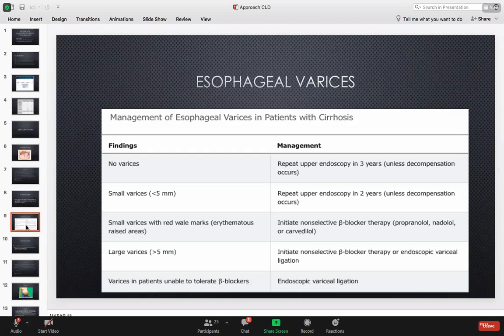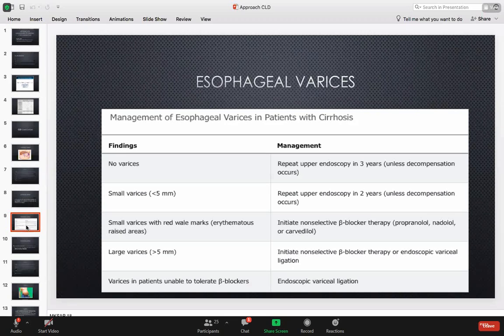When you have no varices, cool, that's good. We're just gonna continue the surveillance, so we'll repeat the endoscopy in 3 years. When you have small varices, you would actually repeat it earlier, in a couple of years.